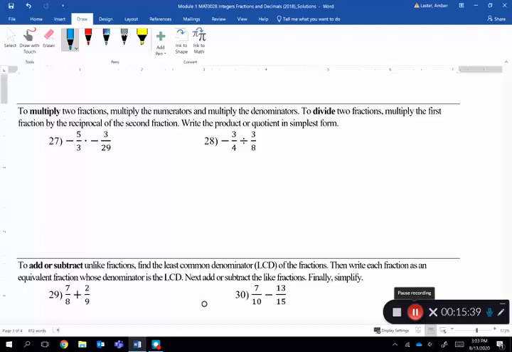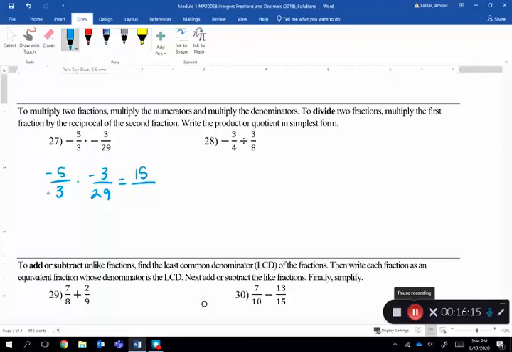So the first problem they give us, negative 5 divided by 3 times negative 3 divided by 29. So it says to multiply two fractions, multiply the numerators and multiply the denominators. So I'm going to do negative 5 times negative 3. Negative times a negative gives me a positive 15. And then I have 3 times 29. So you see I pulled the negative up to the numerator. It was out front. That's okay as long as I only pull it to the numerator or the denominator.